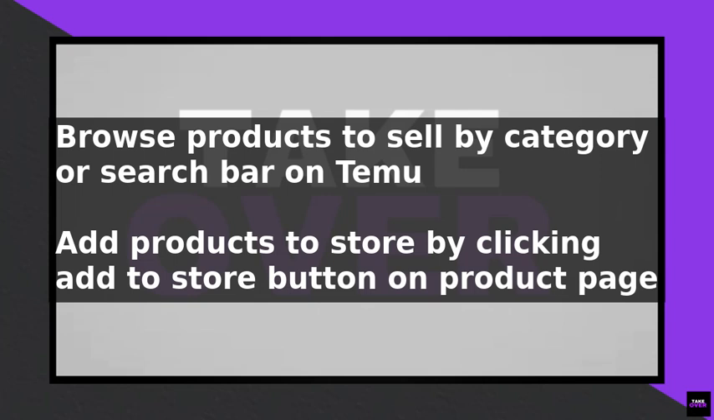Once you have added products to your store, you need to set your prices and shipping options. Temu allows you to set your own prices for products, but you need to make sure you are competitive with other sellers. You also need to set your shipping options, such as free shipping or paid shipping.